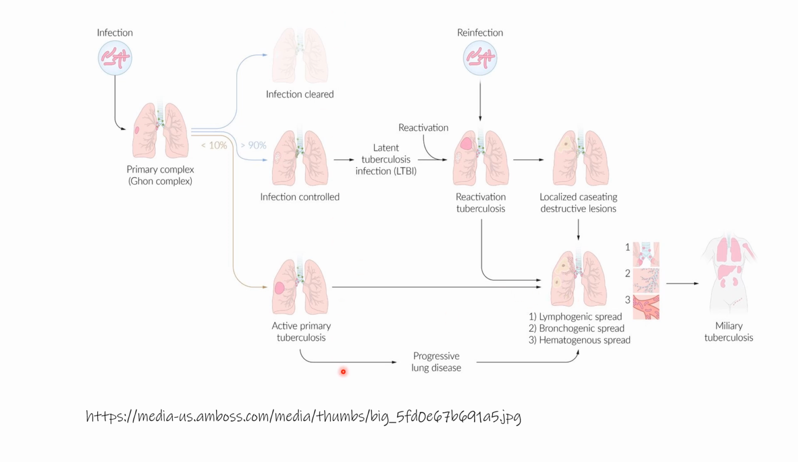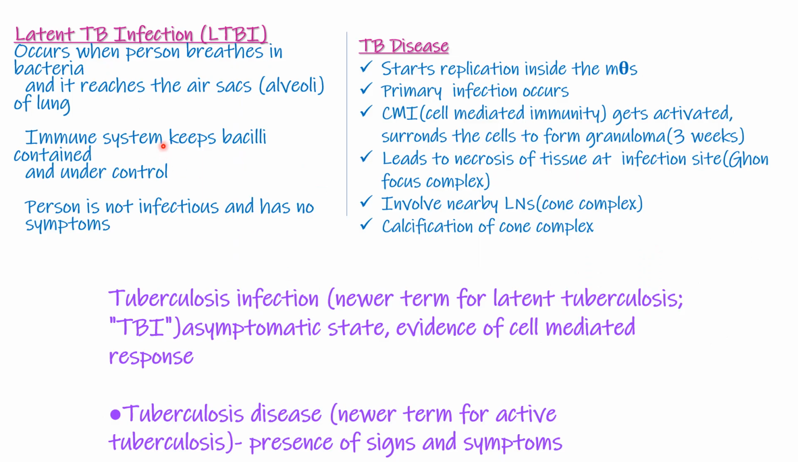I hope you have really understood these three phases of TB. They're very important for you to understand in this lecture. So latent TB, as you have said, is also called, by the newer term currently, TB infection. It occurs when the person breathes in bacteria. It reaches the air sacs, or the alveoli, of the lung, and the immune system keeps the bacilli contained under control. This person is not infectious and has no symptoms.